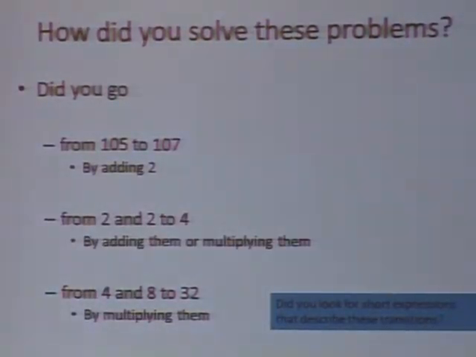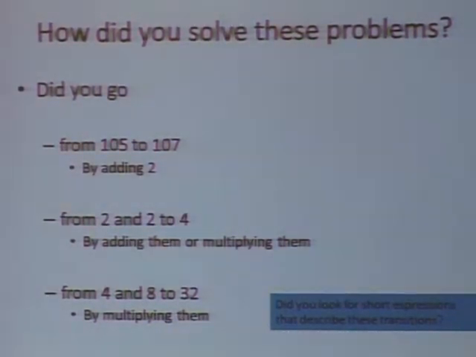Okay, so how did we do when we solved these problems? Well, we wanted to find a way to go from 105 to 107, for example, in the first example. And how could we do that? What would be the easiest way to go there? Well, I think by adding 2. And then in the other sequence, we were to go from 2 and 2, the first two numbers, to 4. How can we do that? Well, we could either add them or we could multiply them. And then we look at the next pair in the sequence. Then we have to go from 4 and 8 to 32. And that we can only do by multiplying them. So then we conclude that, yeah, we multiply the two last terms.